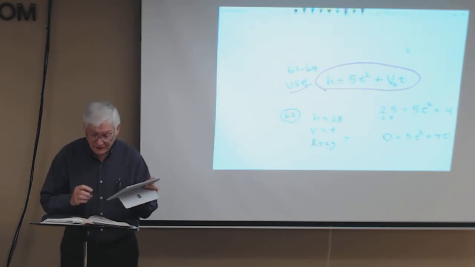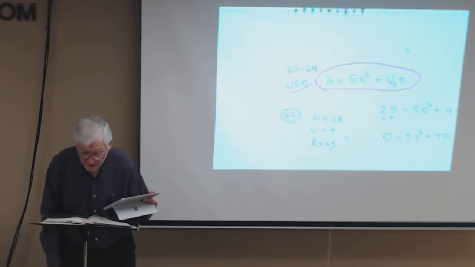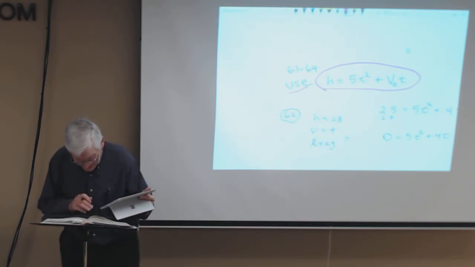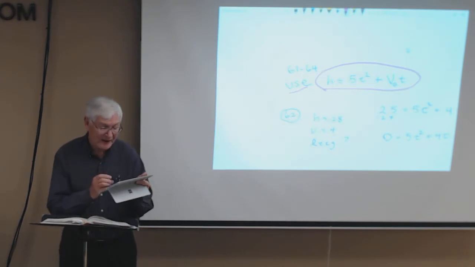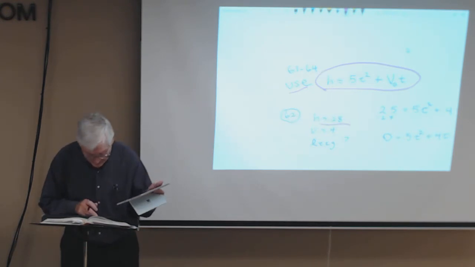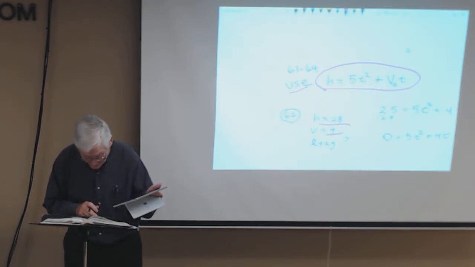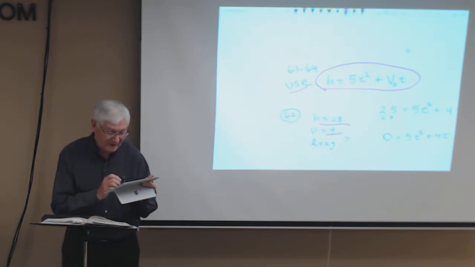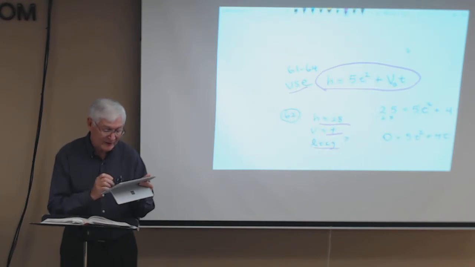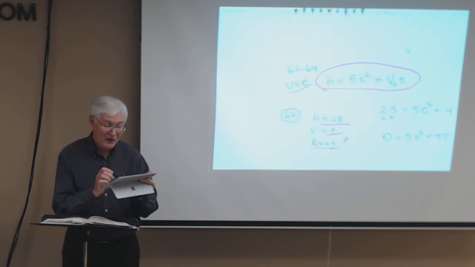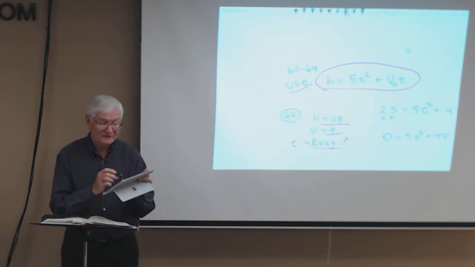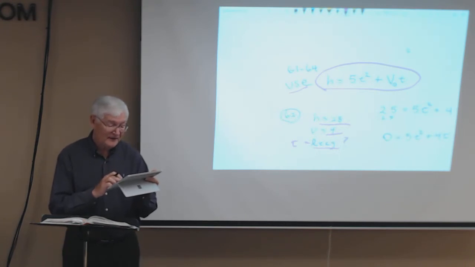So problem 62, if you look at problem 62, it says an object is thrown downward from a height of 28. So the height is 28 with a velocity of 4. How long will it take to reach the ground? That's the question. How long? That would be t, the time it takes to reach the ground. So I just take this formula and I plug in.